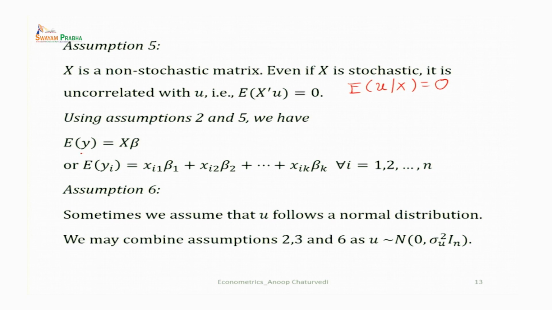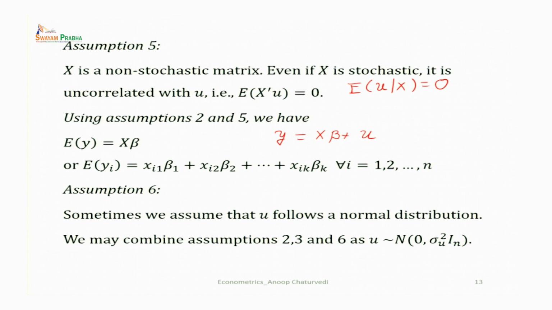Now, if you take expectation of Y, then using these two assumptions 2 and 5, we obtain expectation of Y equal to X beta. Your model is Y equal to X beta plus U. If you take expectation of Y, it is equal to expectation of X beta, which is equal to X beta, because you are taking X as non-stochastic, and then you have expectation of U, which is 0.